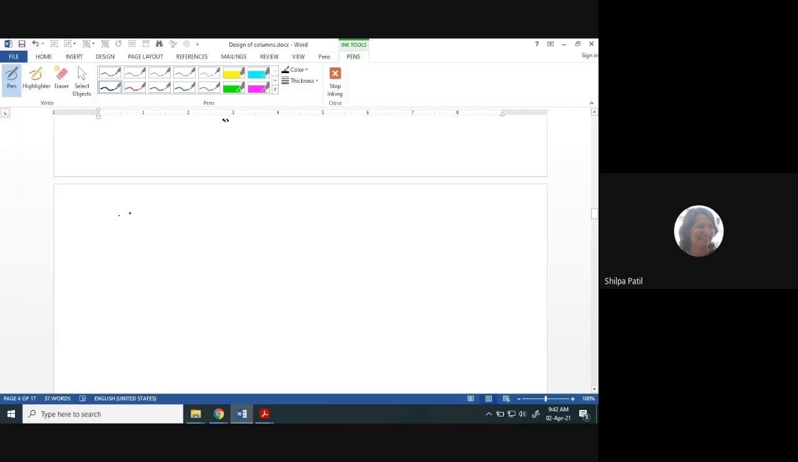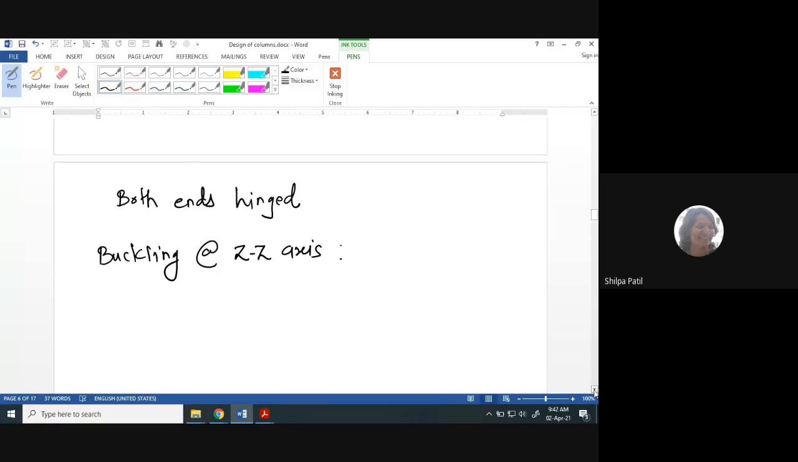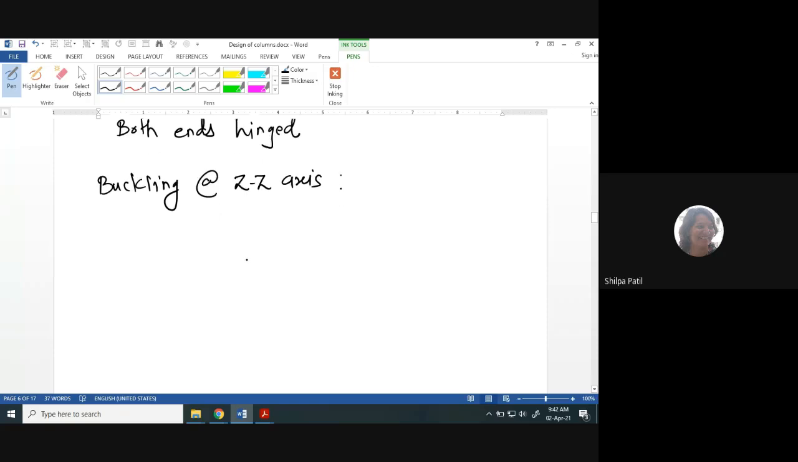So, what is the criteria? Both ends hinged, right? Both ends hinged. And when we consider the buckling about ZZ axis, I am having a full length of the column.